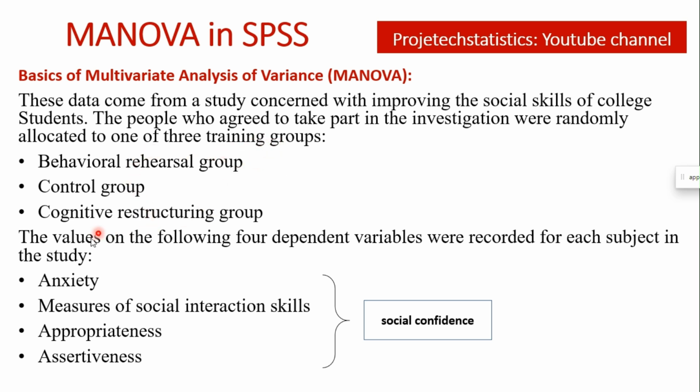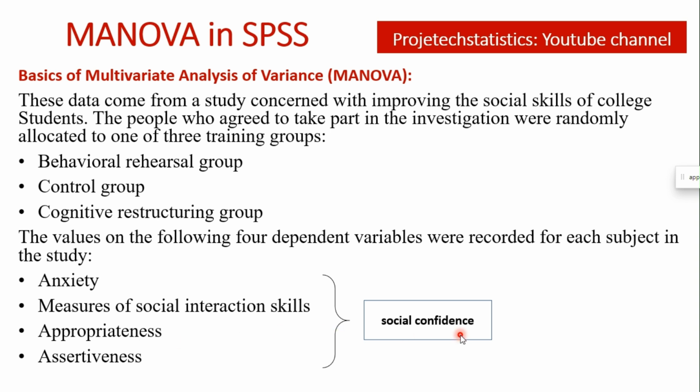It's the independent variable. Then we have the dependent variables measured for each subject in the study. We have anxiety, social interaction skill, appropriateness, and assertiveness. Now, these four dependent variables make up what we know as the social skill of each subject. We are interested in the social skill, and we cannot measure social skill directly. Social skill is being measured using these four continuous dependent variables. So that is where MANOVA comes in.